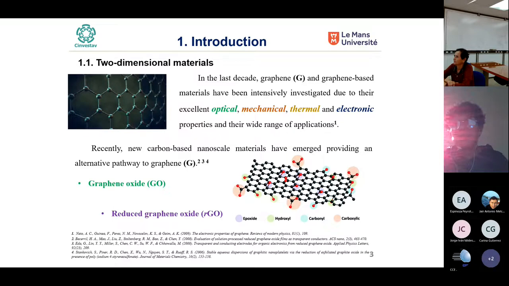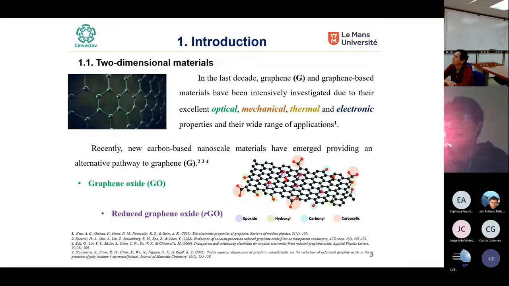As an introduction, it's important to say that two-dimensional materials in general have emerged as a good alternative for exploring novel and unique properties in comparison with other materials. An example of this is graphene. Graphene and different base materials have been intensely investigated due to their excellent optical, mechanical, thermal, and electronic properties and the wide range of applications. Recently, new carbon-based nanoscale materials have emerged, providing an alternative pathway to graphene. Two examples are graphene oxide and reduced graphene oxide.